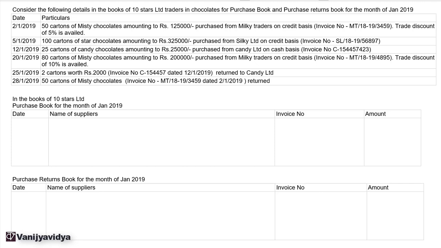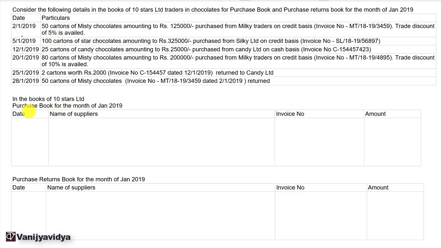Let's see this example. Consider the following details in the books of 10 Stars Limited, traders in chocolate, for purchase book and purchase return book for the month of Jan 2019. So they are traders in chocolate. We have to prepare a purchase book and purchase return book for the month of Jan 2019. So we are given date and transaction details.